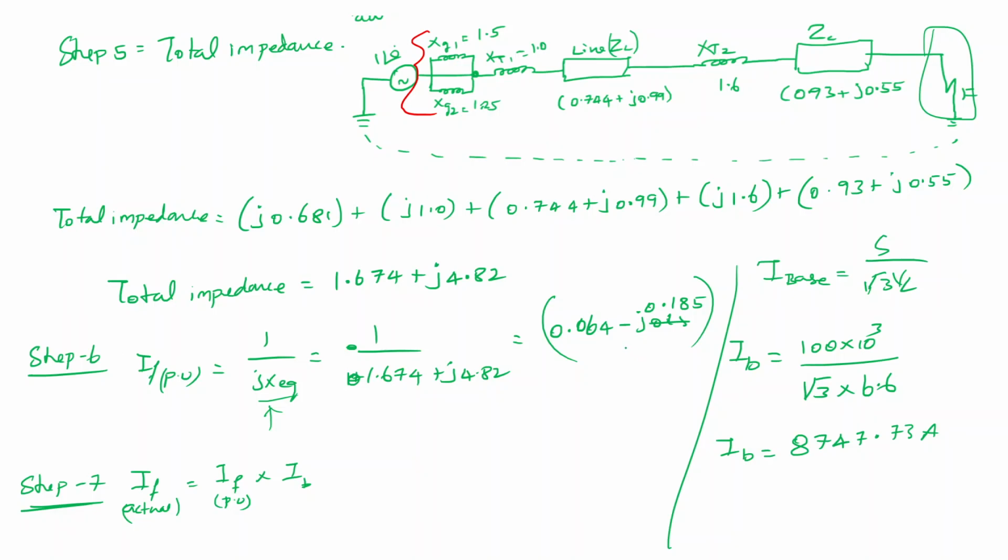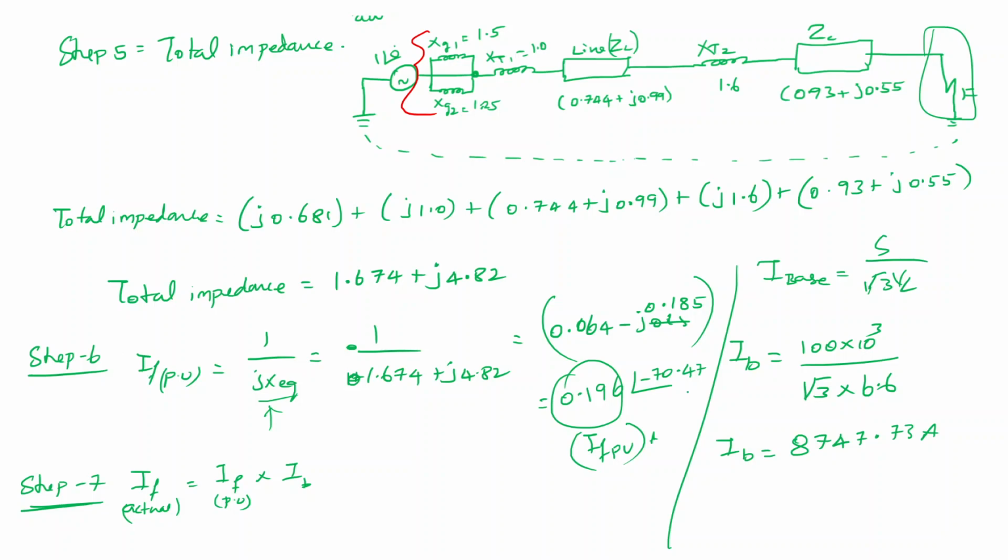Yes, sir. So how much value will we get? I think 0.196 with the angle of minus 70.47. So from this, if you take the magnitude, that will be your IF per unit, IF per unit in ampere. Am I right?